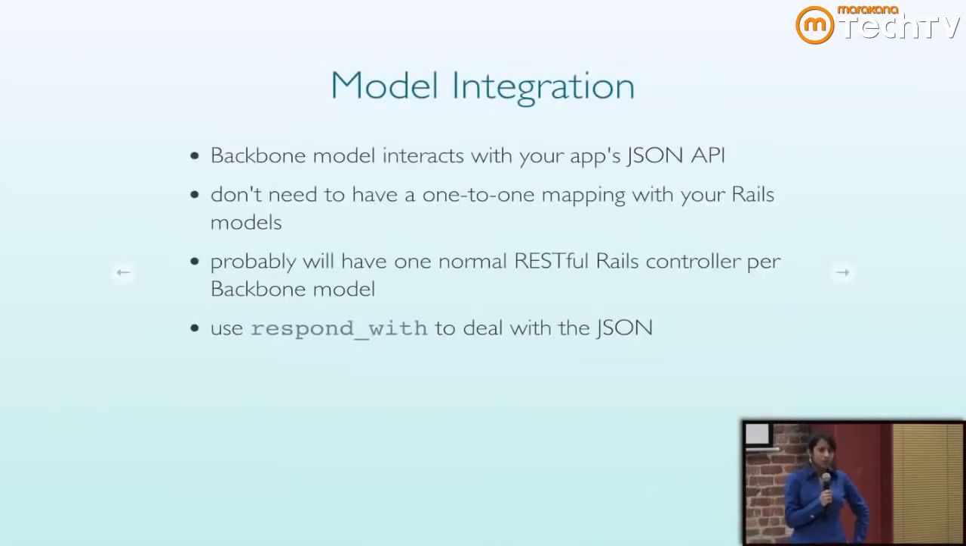You don't really need a one-to-one mapping between your Rails models and your Backbone models, since there's a lot of stuff you might do client-side that you don't necessarily want to store in a server, but you do need one Rails controller per Backbone model.